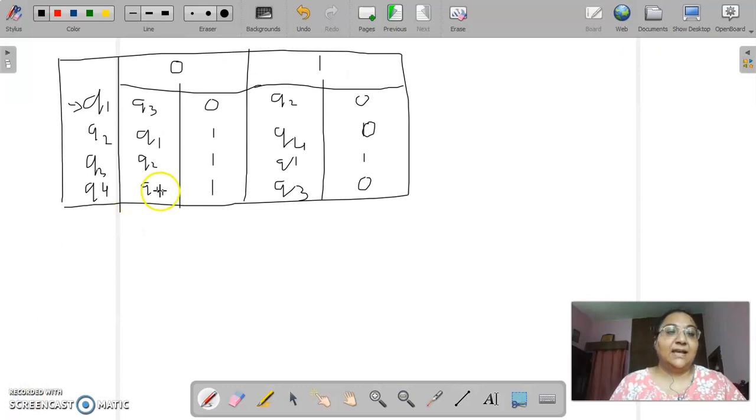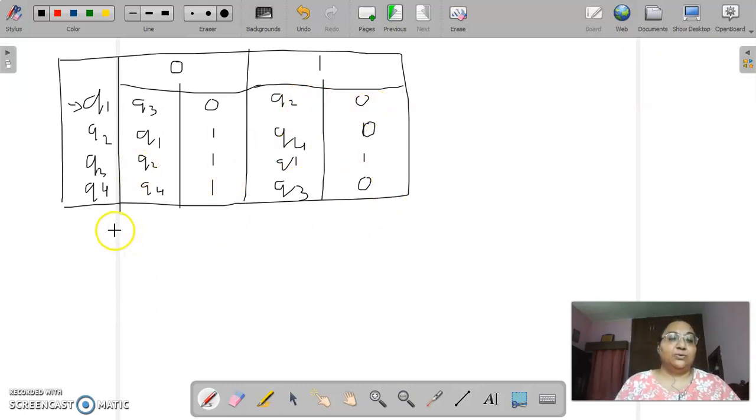And so as we can see, instead of the diagram, I have just drawn the transition table for the Mealy machine. So as we can see here, we have states Q1, Q2, Q3 and Q4. On input of 0, we are transiting into Q3 with the output of 0. Similarly for other states. And on an input of 1, we move into Q2 with the output of 0 and so on.